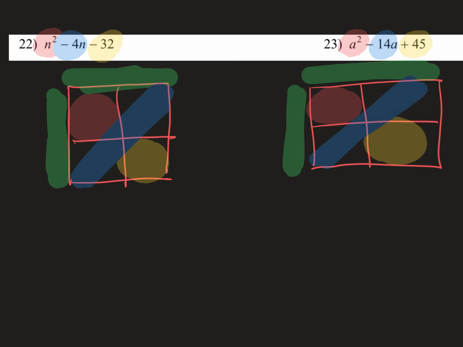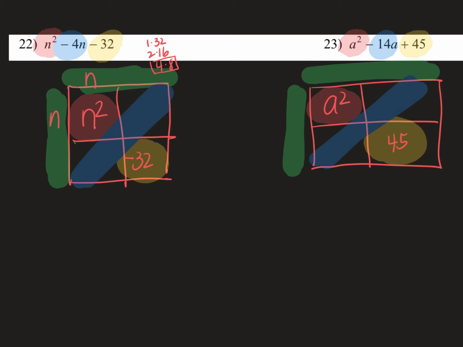Okay, so n squared goes here, a squared goes here, negative 32 goes here, positive 45 goes here. And then factors of 32: 1 times 32, 2 times 16, 4 times 8. And when I look at this, I believe these are the two that are going to work, but I got to get negative. So anyway, let's do the n first.